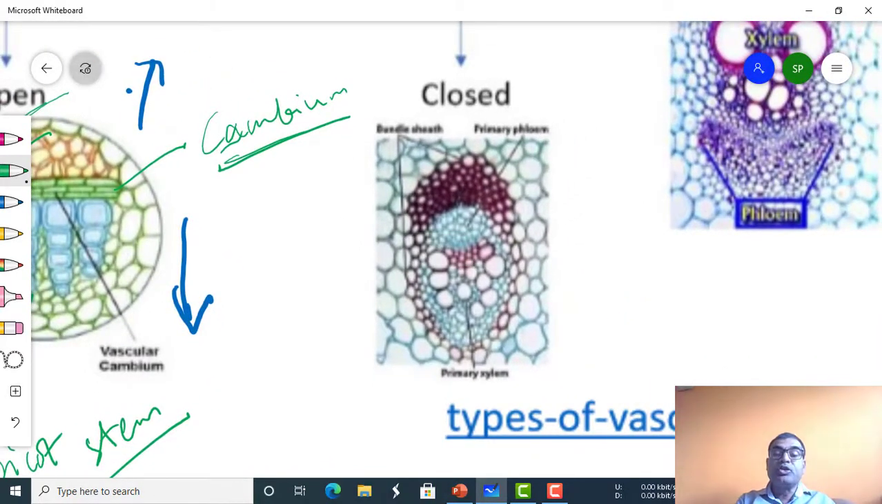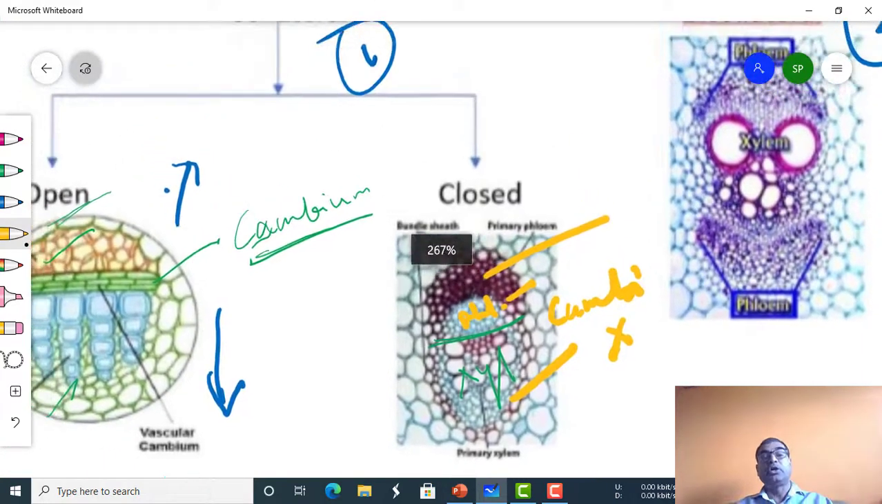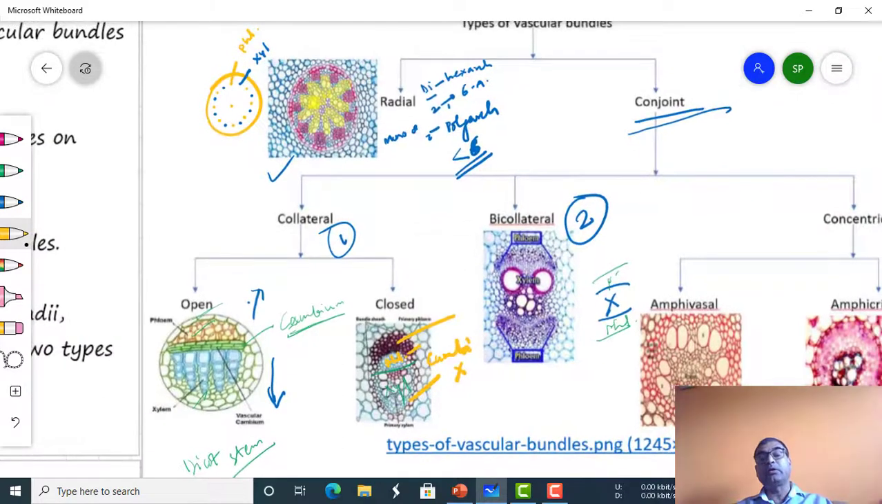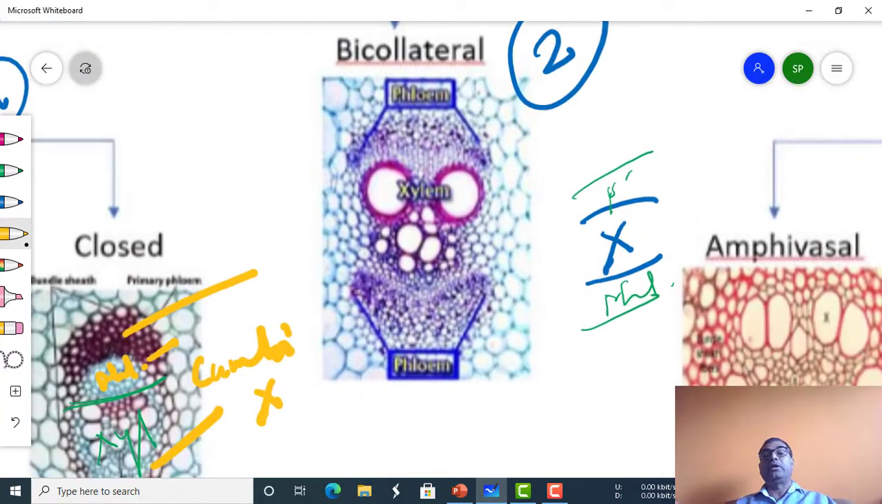Here if you see, this one is a region of xylem and this one region is phloem. This one is a sclerenchymatous bundle sheath, as this one is present in the monocot stem. So xylem and phloem are present, but cambium is absent. That's why it is called a closed type of bundle. So this one is conjoint, collateral and closed. This is about the collateral bundle. This one is a bicollateral type of bundle. Closed type of bundles are present in the monocot stem.